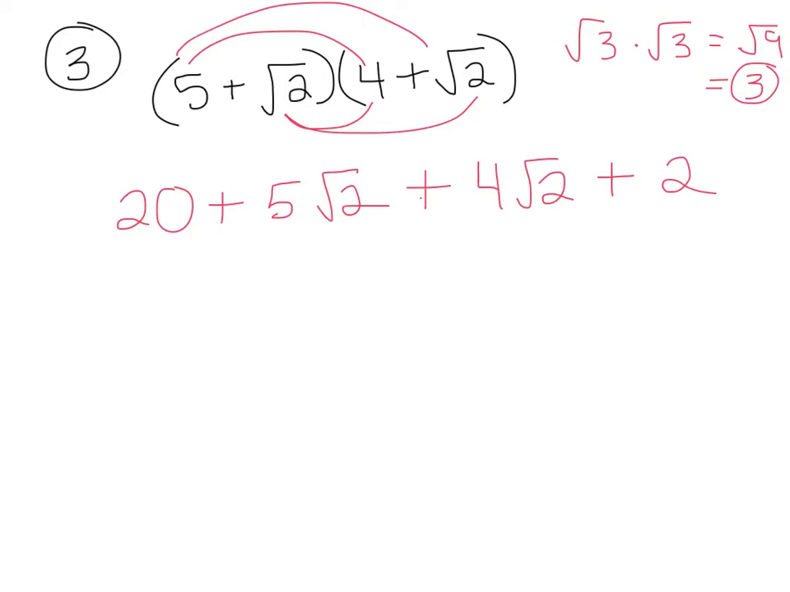Any square root times the exact same square root will be the number underneath the radical. So in other words, square root of 4 times square root of 4 is just going to be 4, or square root of 5 times square root of 5 is going to be 5, and so on and so forth.